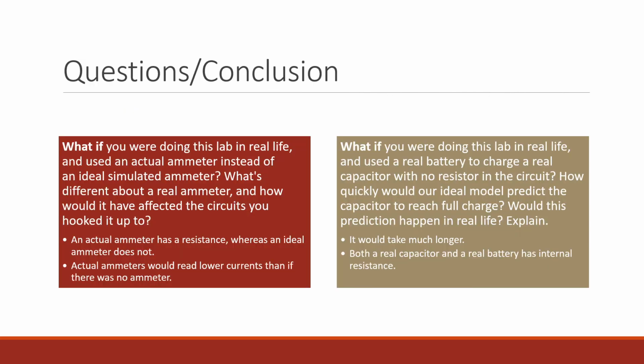If I were doing this lab in real life, ammeters would read lower currents than if there was no ammeter. This is because an actual ammeter has a resistance, whereas an ideal ammeter does not. In addition, it would take much longer to charge a real capacitor using a real battery, as they both have some internal resistance that slows down the process.